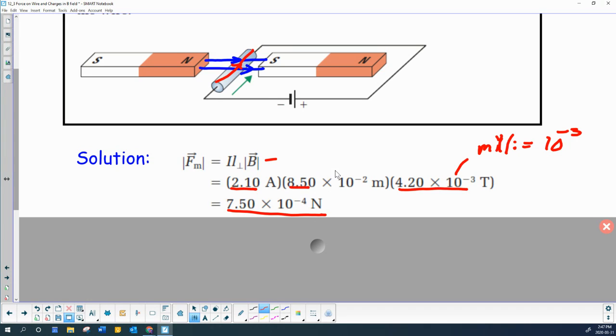So again, if you're keeping track of this, that's not a lot of force acting on a wire, probably not going to influence the wire a whole bunch. You wouldn't expect it to move this wire or feel any kind of pressure if you're holding onto that wire. But nonetheless, there is a force on it. And the magnitude of the force is 7.5 times 10 to the minus 4.